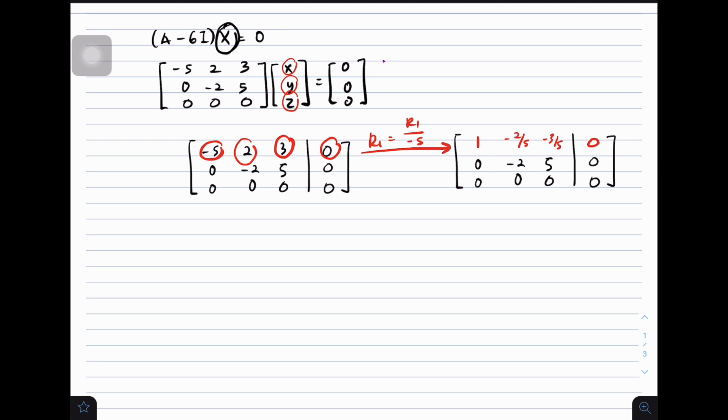Okay, so we need to make sure that the element below the leading one is equal to 0. So here is already 0, so we are done with the first column. Next, we need to make sure this one becomes a leading one.